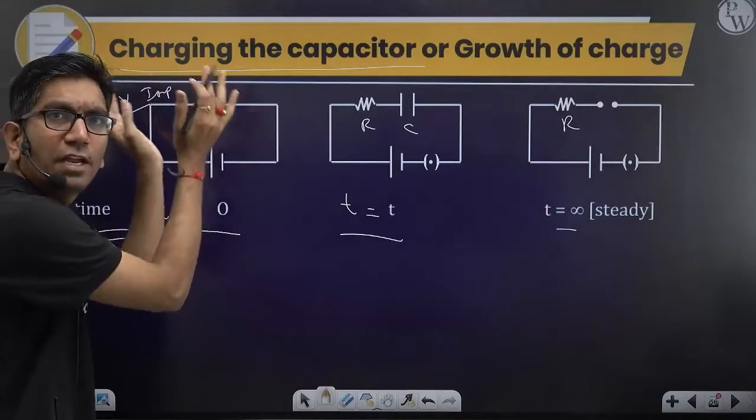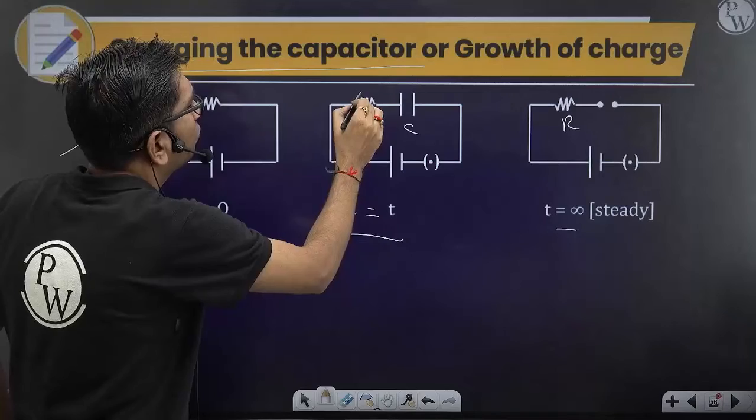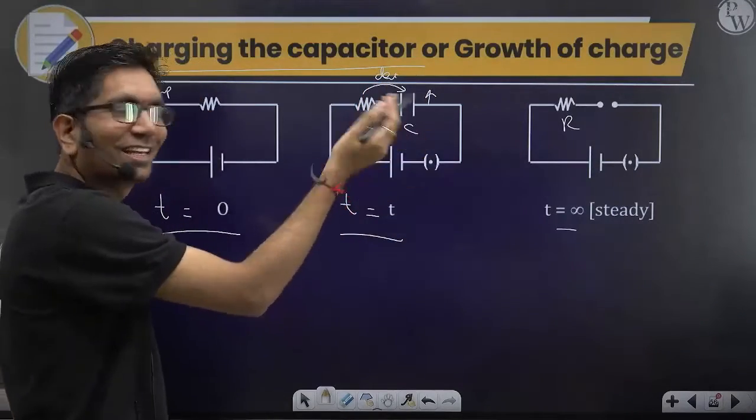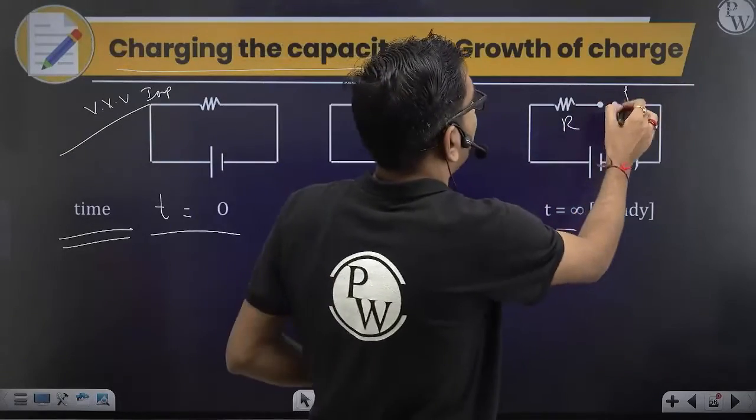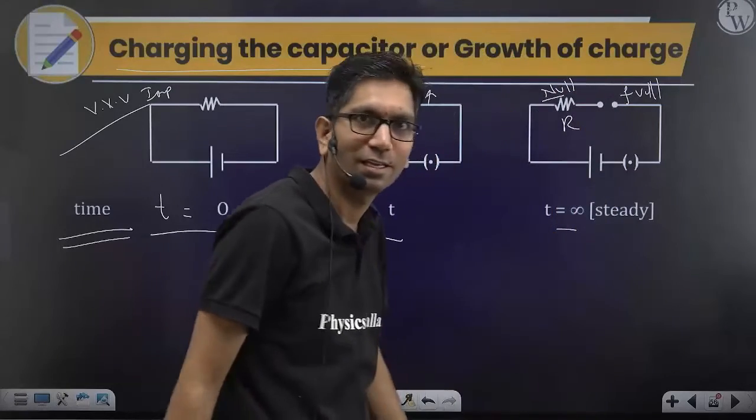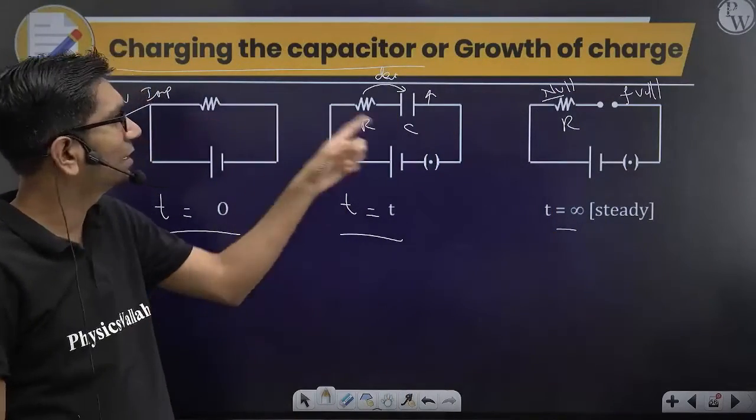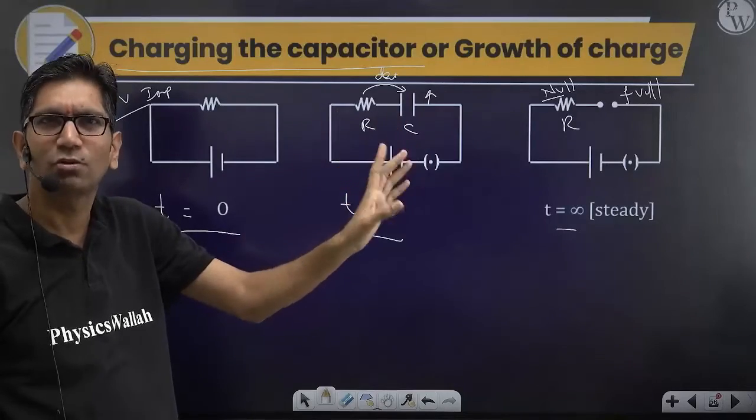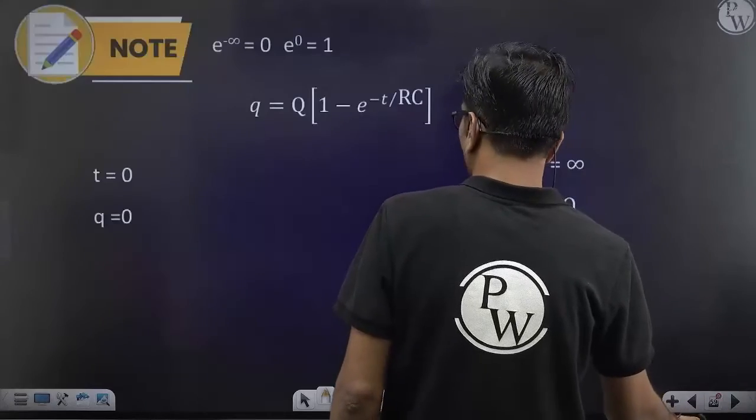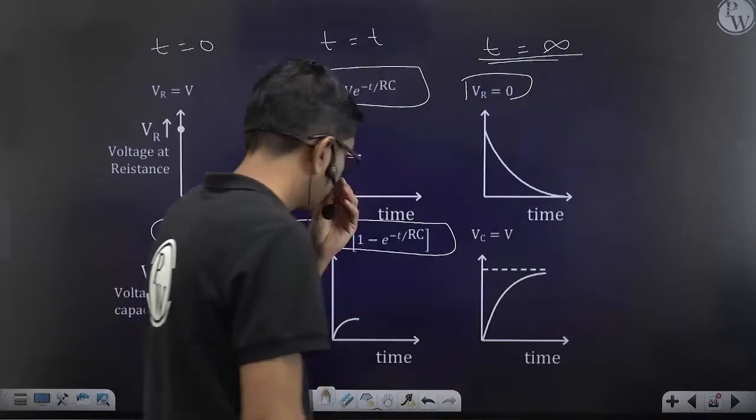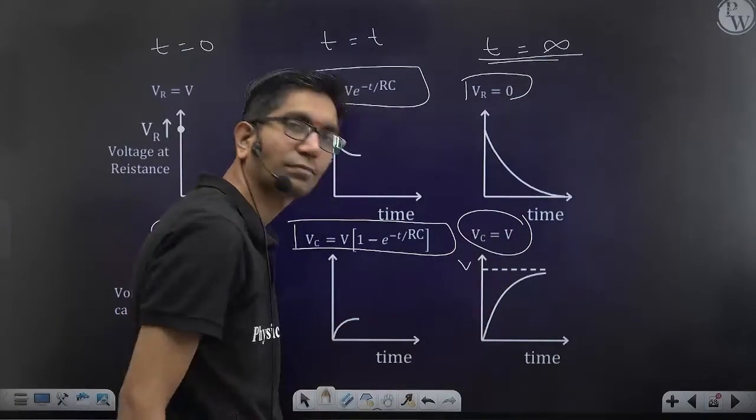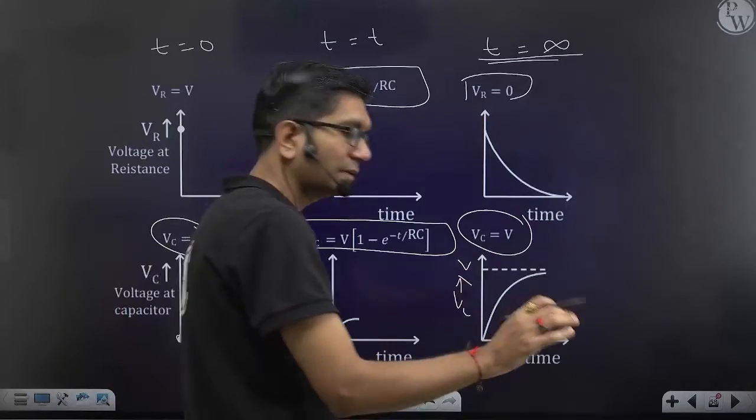Initially, the resistance voltage is very high. Next, what is happening? It goes on decreasing, while the capacitor voltage goes on increasing. Finally, the capacitor is full and the resistance voltage is null. Correct or not? I hope you got this one. By using this single point, you get the graphs. Finally, the capacitor voltage becomes full, equal to V. This is VC. Clear? Right, beta.